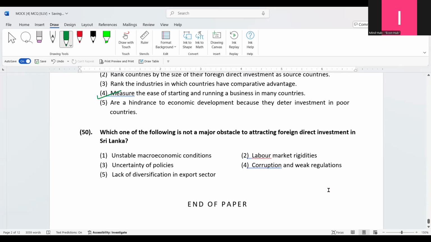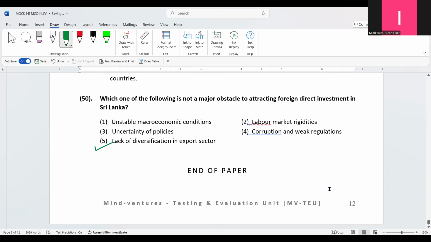Question 50. Which of the following is not a major obstacle to attracting foreign direct investment into Sri Lanka? Number 5. Lack of diversity in exports will definitely reduce the potential income we can earn from exports, but it's not going to act as an obstacle for the investors to come into Sri Lanka. It's a negative thing, but it doesn't affect our ability to attract investment.